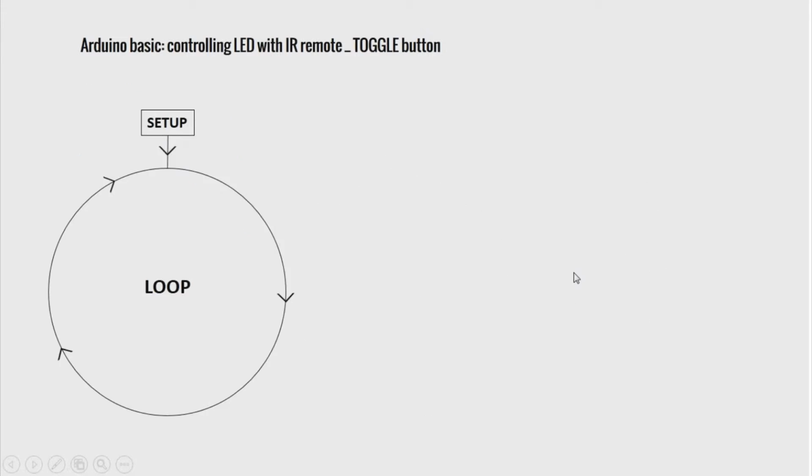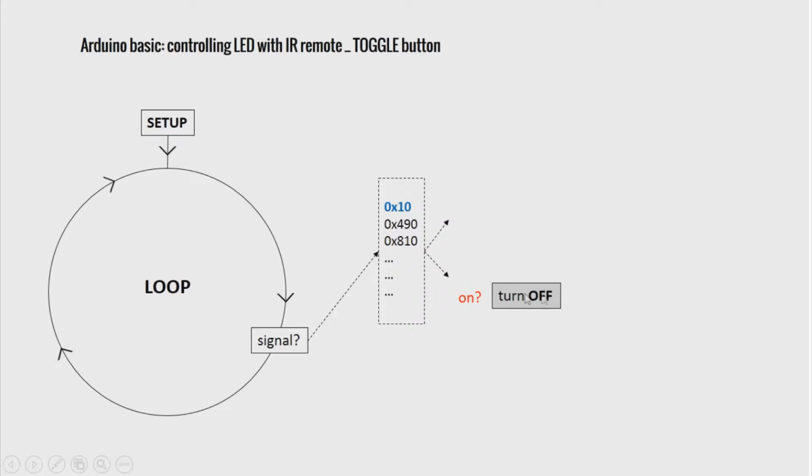Next, we will use the discrete button in the remote as a toggle for the LED. The basic idea is like this. After receiving the signal, the Arduino will check the current status of the LED. If it is on, then it will be turned off, and vice versa. The problem with this is that, if you remember, the discrete button sent the signal 3 times.